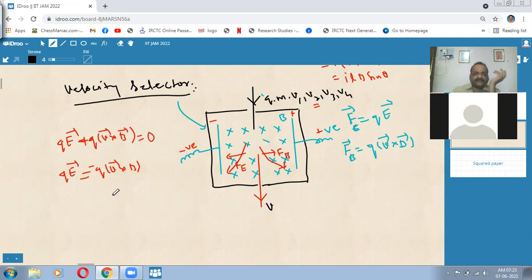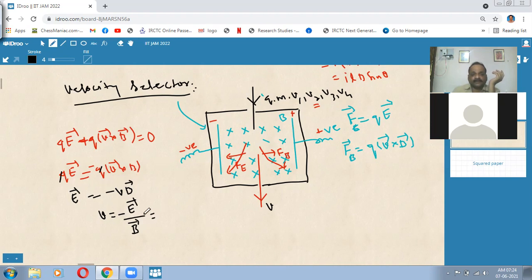How much is that velocity? This q and q get cancelled. E bar equal to minus V bar cross B bar. Because V and B are perpendicular to each other, sine 90 equal to 1. So electric field E equal to minus VB, or V equal to E by B, with minus sign. That only shows the direction.